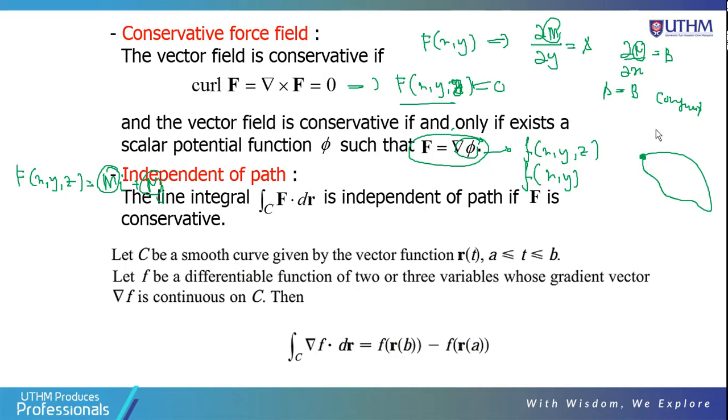So for the vector field, we can solve functions of two or three variables. We need to find the function, the potential function, with a continuous vector field on the curve C. So we can solve the line integral for the conservative field by taking the potential function at the end point minus the potential function at the initial point.